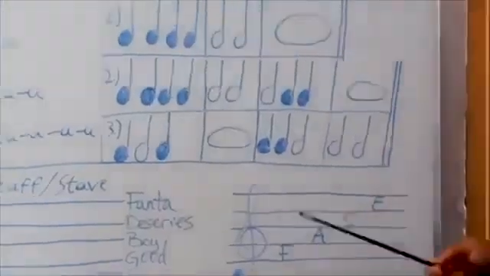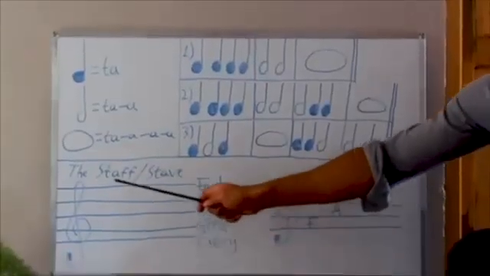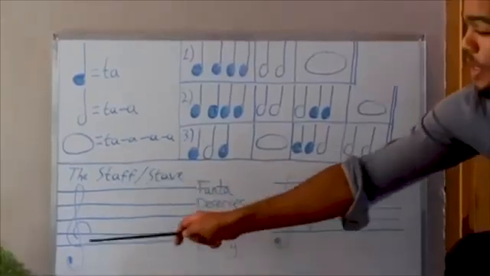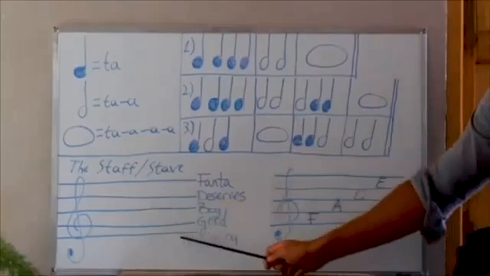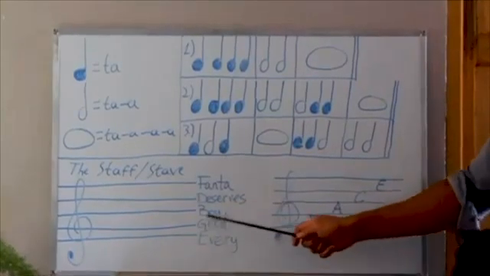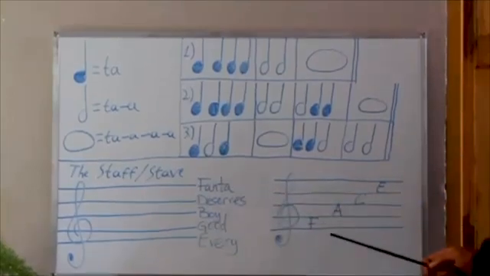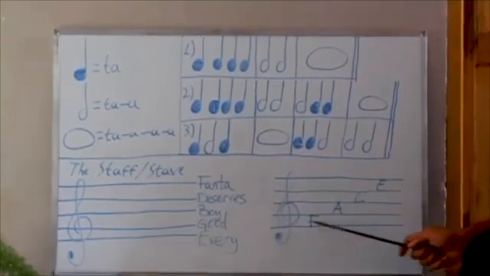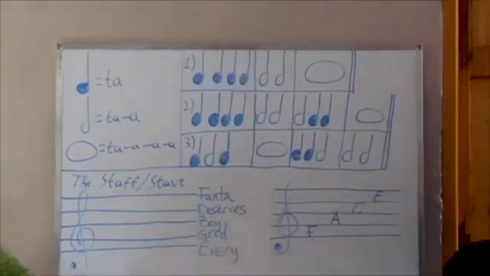So all together, the lines are called the staff or the stave. This squiggly thing is called a treble clef or a G clef. The lines get the sentence, every good boy deserves Fanta, and the spaces get your face. F-A-C-E. And that is how we read music.